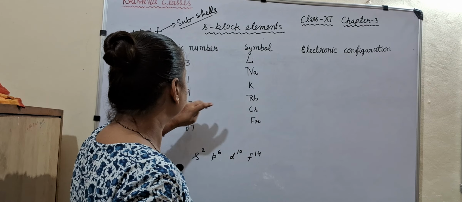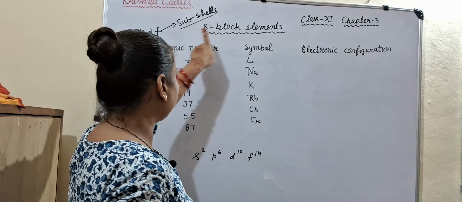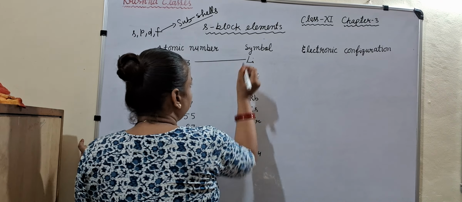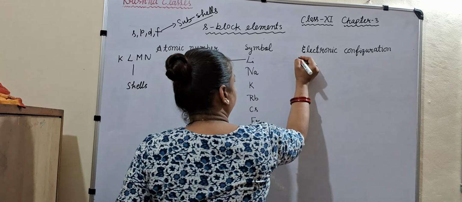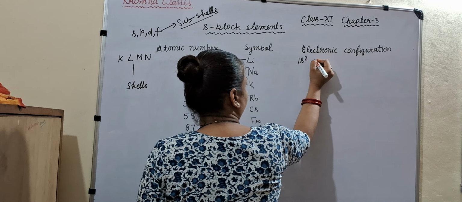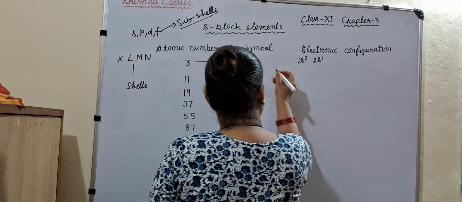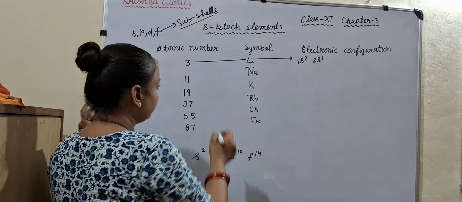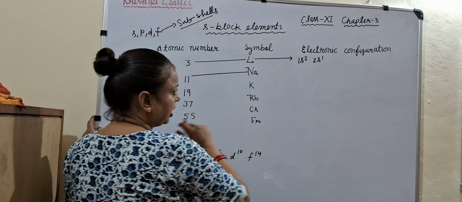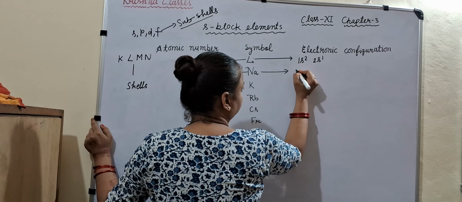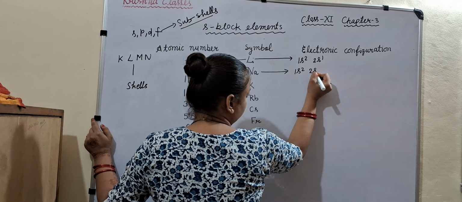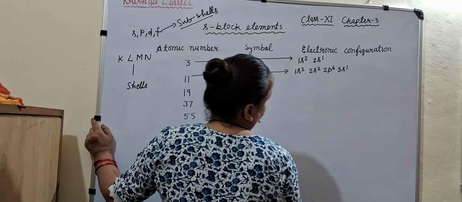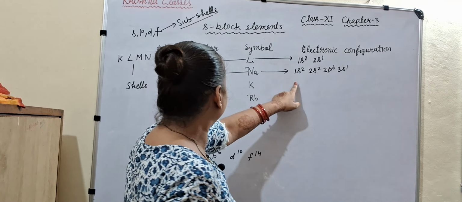So let's start the electronic configuration according to their atomic number. Here lithium atomic number is 3. Electronic configuration is 1s2 2s1. This is the electronic configuration of lithium. Now come on sodium. Atomic number is 11. Electronic configuration is 1s2 2s2 2p6 3s1. These are the electronic configuration of sodium.